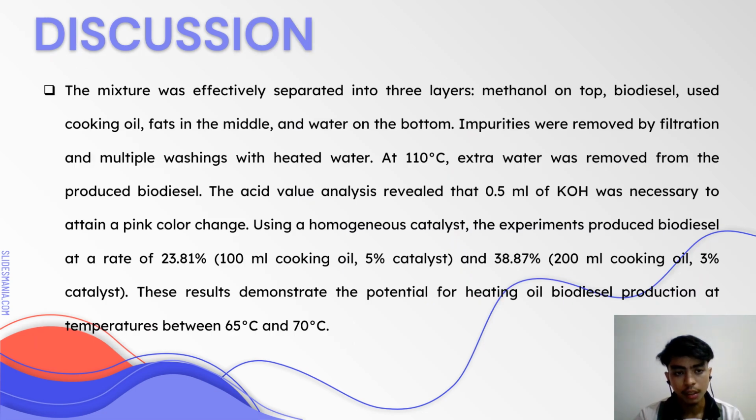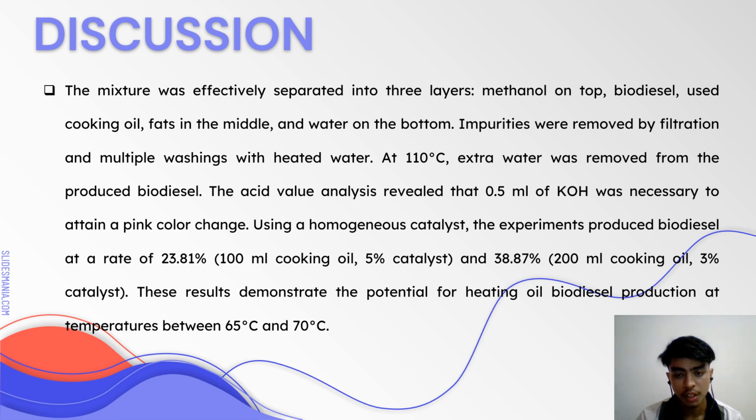In our discussion, we stated that the mixture was effectively separated into three layers: methanol on top, biodiesel and used cooking oil fat in the middle, and water on the bottom. Impurities were removed by filtration and multiple washing with heated water. At 110 degrees Celsius, extra water was removed from the produced biodiesel. The acid value analysis revealed that 0.5 ml of KOH was necessary to attain a pink color change.